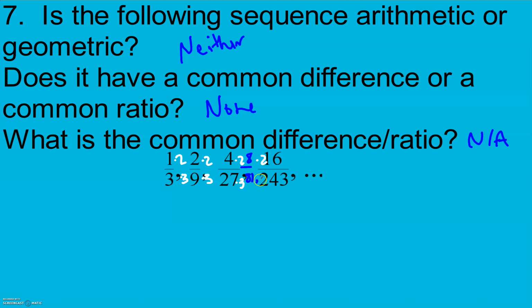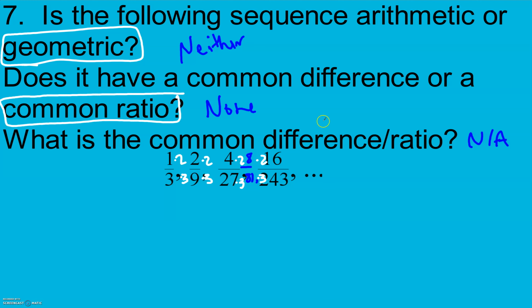But we see that we multiply by the same thing every time. So since we're multiplying by the same thing, it would be geometric. Since it's geometric, it's going to have a common ratio. Ratio is for multiplying. Common difference is if it's arithmetic. If we're adding or subtracting, it's a difference. If we're multiplying by that ratio, it's geometric. So here, our common ratio is going to be that 2 over 3. It's our change every time.